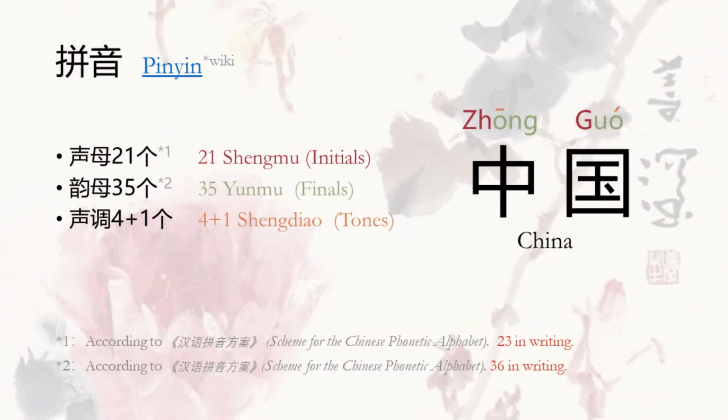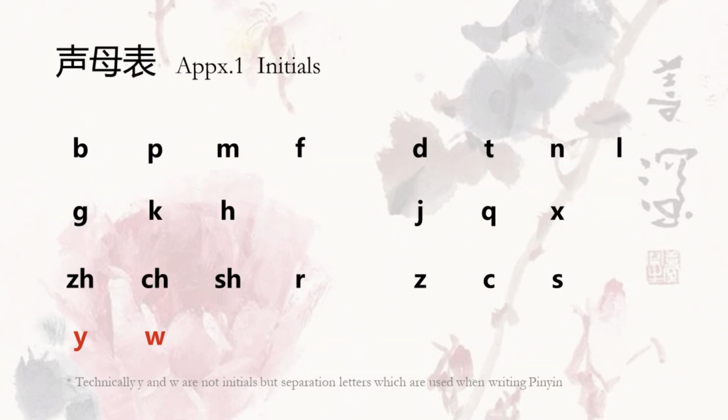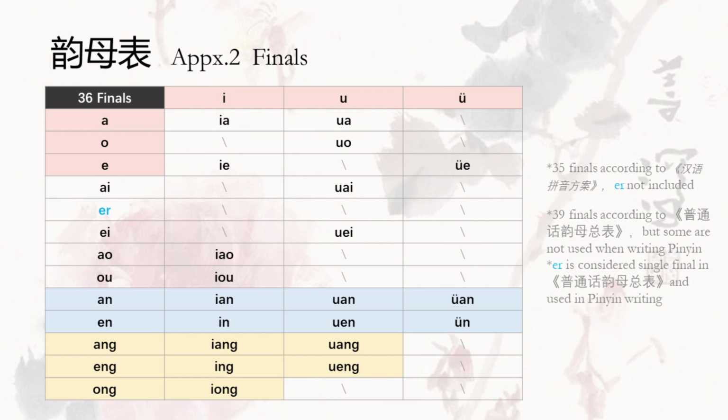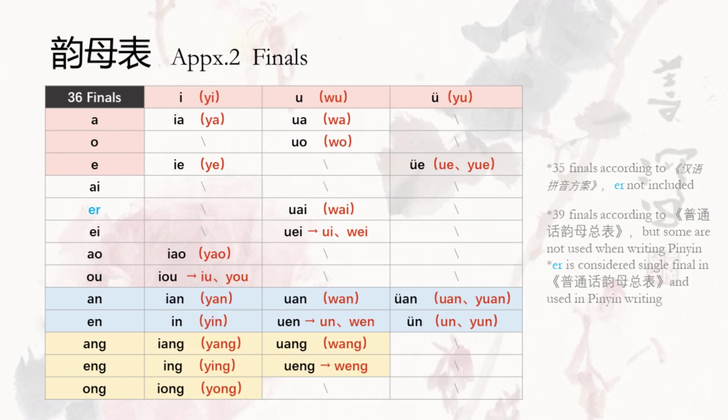As we learned before, Pinyin is constructed with three parts: initial, final, and tone. And there are 23 initials and 36 finals in writing. But finals starting with letters E, U, Ü may be omitted with letters or dots or just replaced by separation letters E and U. Here are the details.